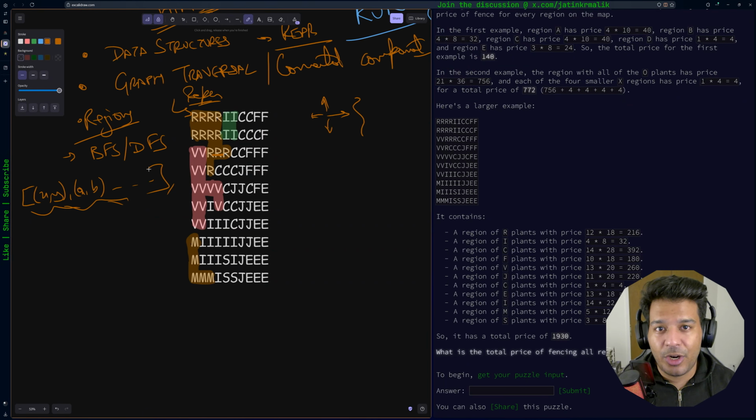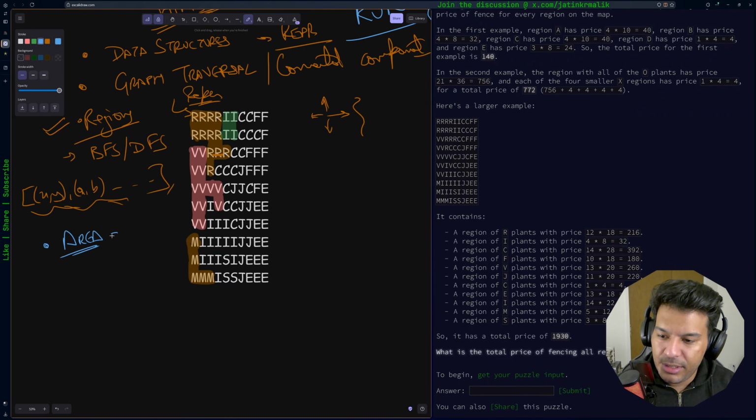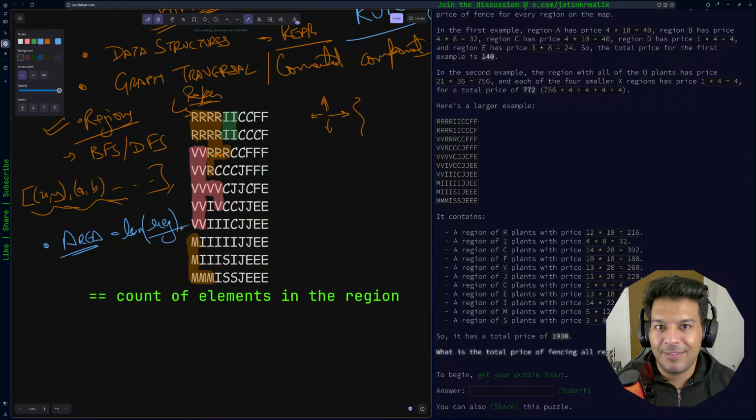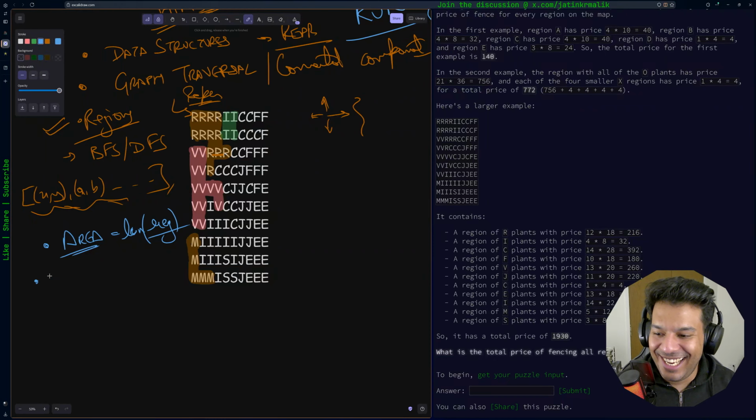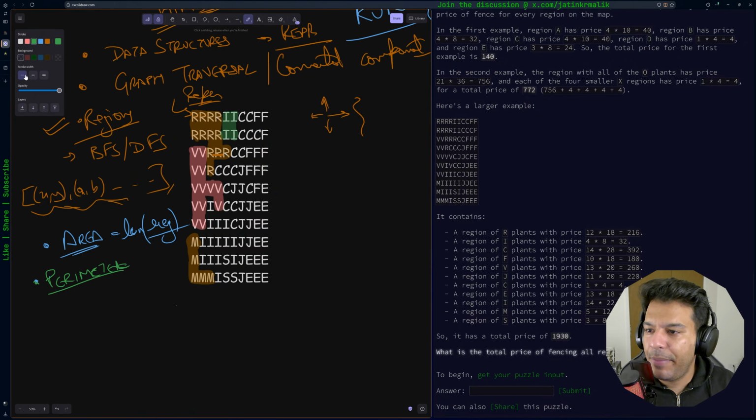So that's our first order of business. And let's say now that you have this region, the second order of business is to find the area. Area is rather simple because it will be nothing but the length of the region, and that's all. And let's talk about the third one. The third one is perimeter.